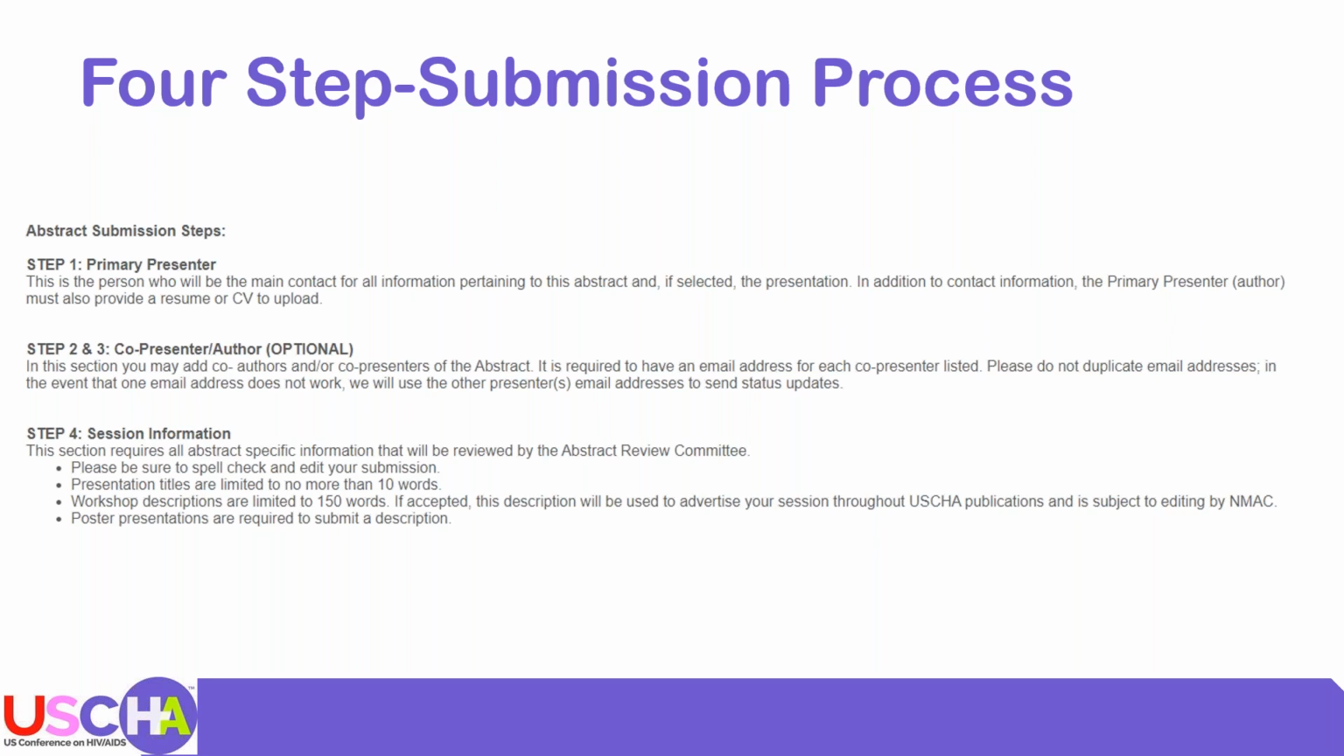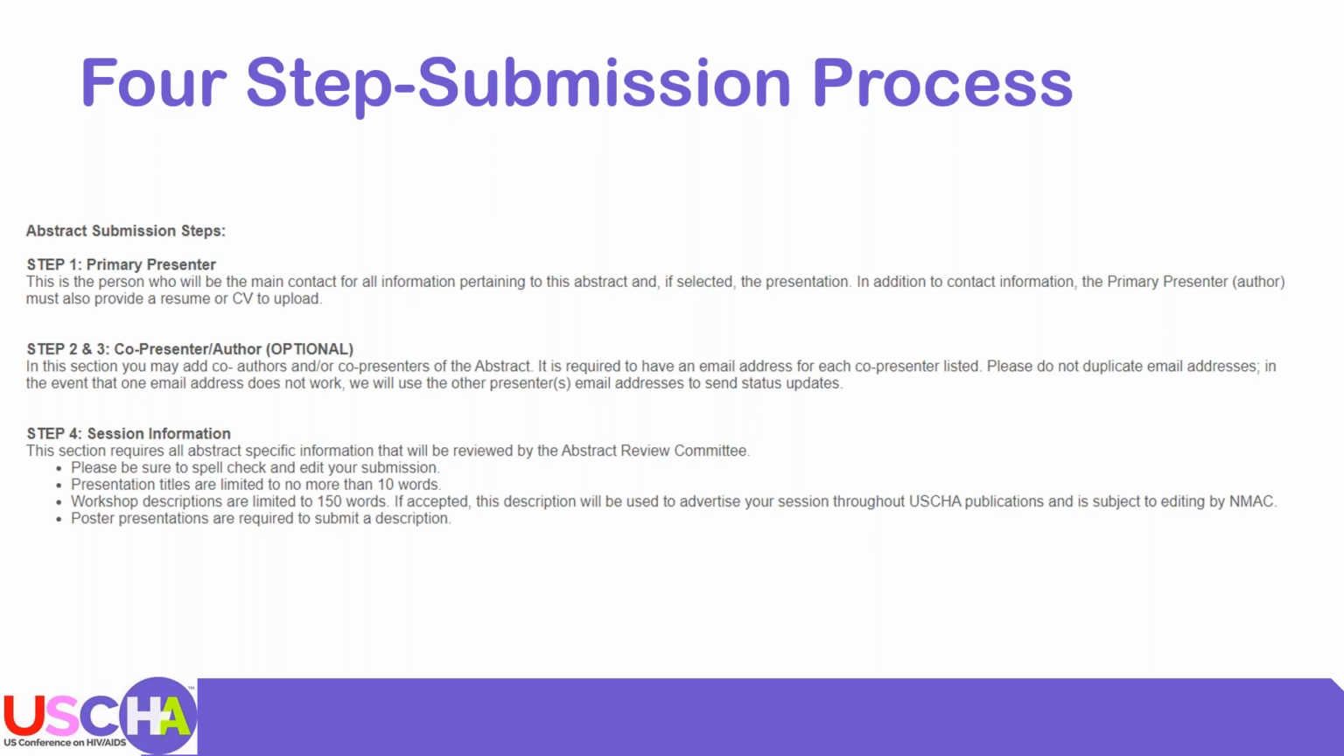Step 1 requires primary presenter information, and this could be you. If you're the main person who's writing this abstract, we want all of your information: first name, last name, your organization, city, state, email address, a phone number so that we can reach out to you if something's going on, if we get a bounce back from your email. You're the person who's going to be the main contact for everything regarding this abstract, so you want to make sure that you are going to be vigilant in your email and very responsive.